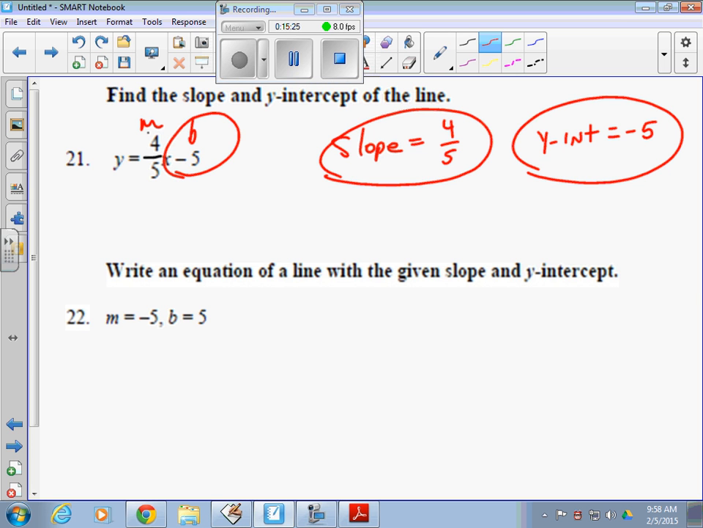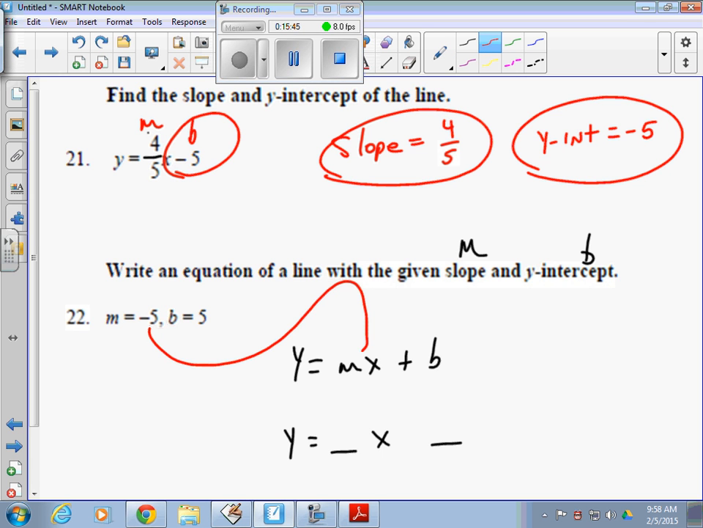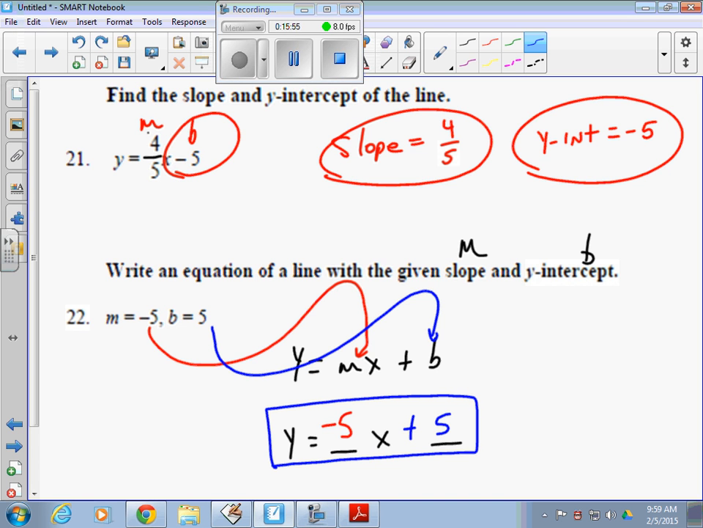Write the equation in slope-intercept form, or it says write an equation with the given slope and y-intercept. It gives you an m and it gives you a b, so write it in y equals mx plus b form. So y equals something x plus something, that's what we're doing. Your m value is -5. So in place of m, -5. Your b value is +5. So in place of b, +5. Y equals -5x plus 5.